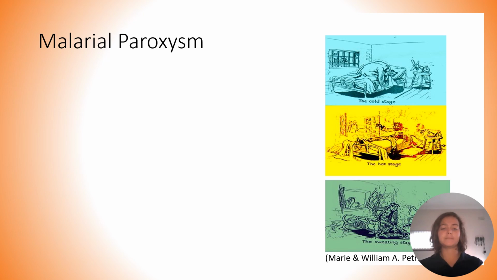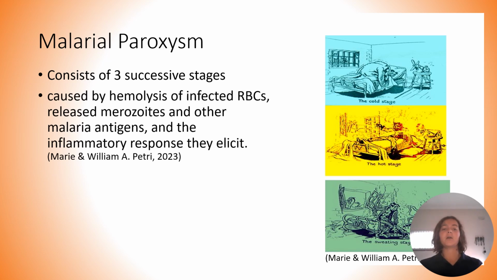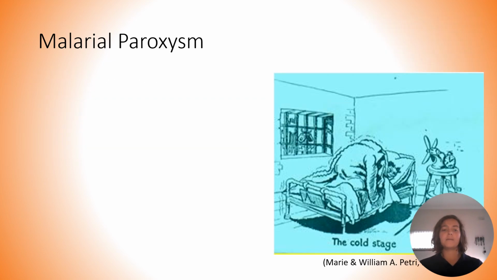Malarial paroxysm consists of 3 successive stages. It's caused by the hemolysis of infected red blood cells, the release of merozoites and the malaria antigens, and the inflammatory response they elicit. So the first stage is known as the cold stage.